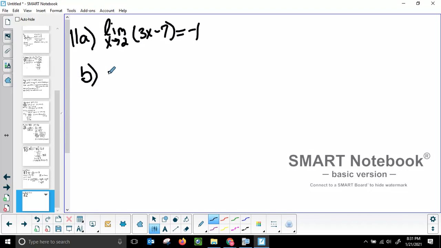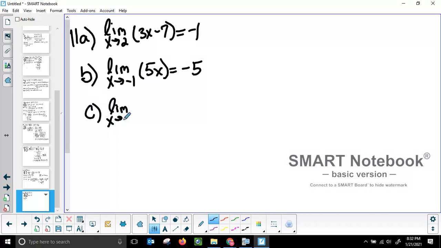Part B says the limit as x approaches negative 1 of 5x. So again, can I just direct substitute this right in? I sure can. And when I do, I get negative 5. All right, C.